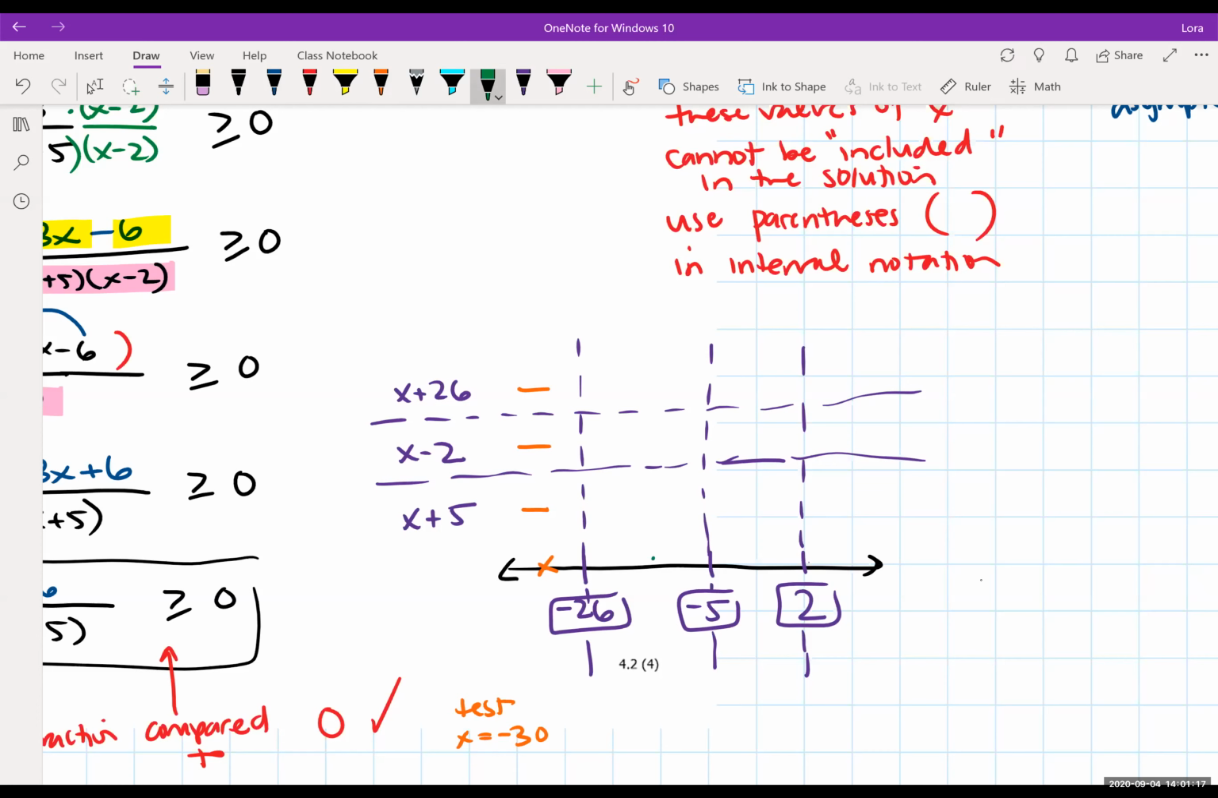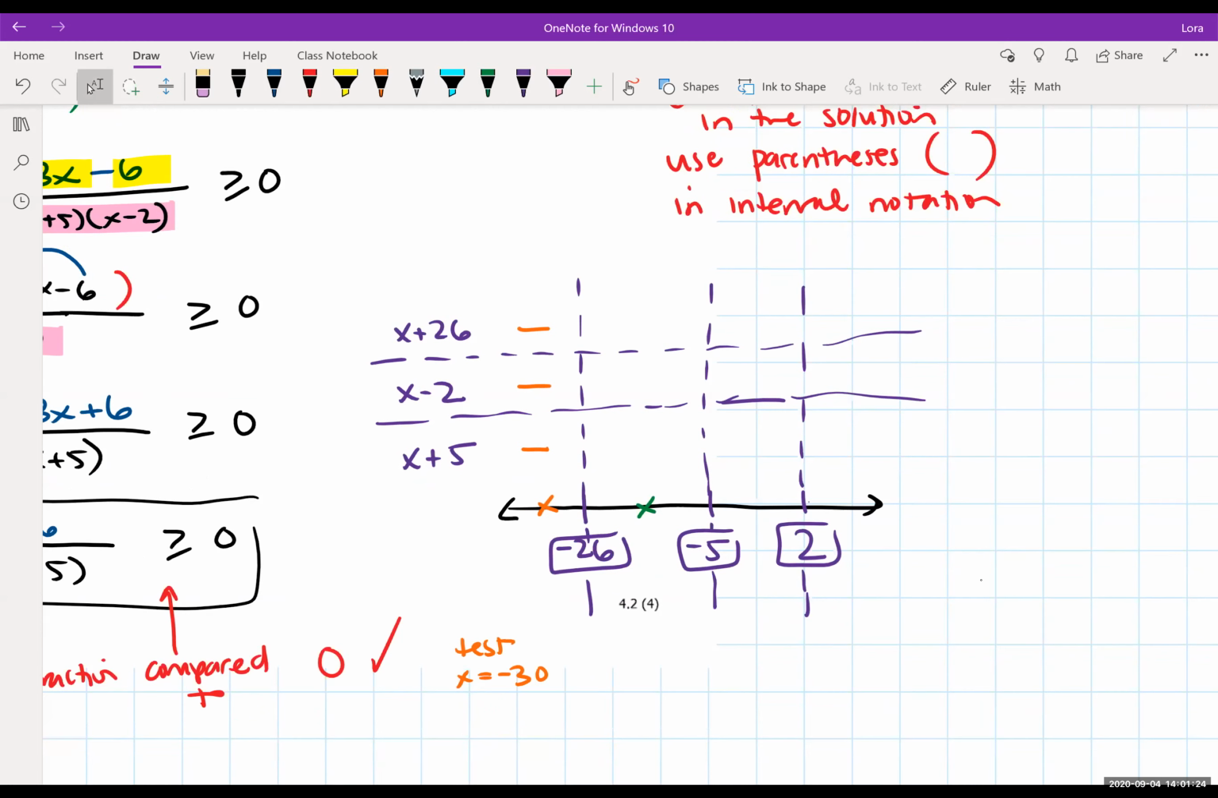I'll then move on. I have to pick a number in the region in between negative 26 and negative 5. So let's say we pick negative 10. I'm picking numbers that are a little quicker for me to mentally calculate, but of course, you can use your calculator to help as well. Negative 10 plus 26 gives me a positive number. Negative 10 minus 2 gives me a negative number. Negative 10 plus 5 also gives me a negative number.